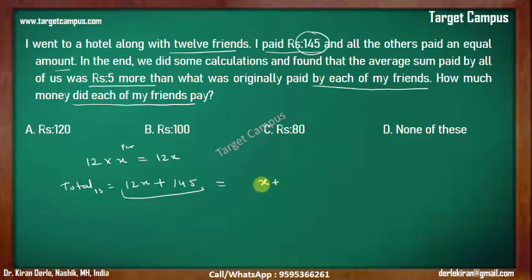So each friend paid x. Now the average was 5 more than this. This is the average of 13 people. Again we have got the same thing. So 12x plus 145 is equal to 13x plus 65. x is equal to 80. What is asked, how much money did each of my friends pay, is x, so the answer will be 80. I hope you are getting this. If you don't understand, revise the things again and again.